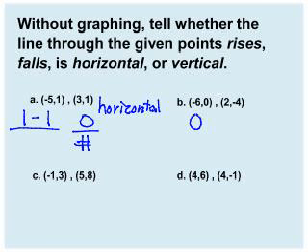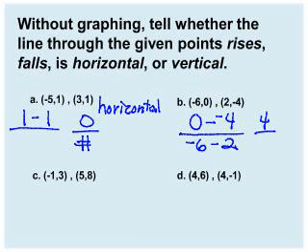Okay. Example B, same thing. I'm going to take my y2 minus my y1 divided by my x1 minus my x2, and I get a positive 4 over a negative 8. So my slope is negative, so this one's going to fall.